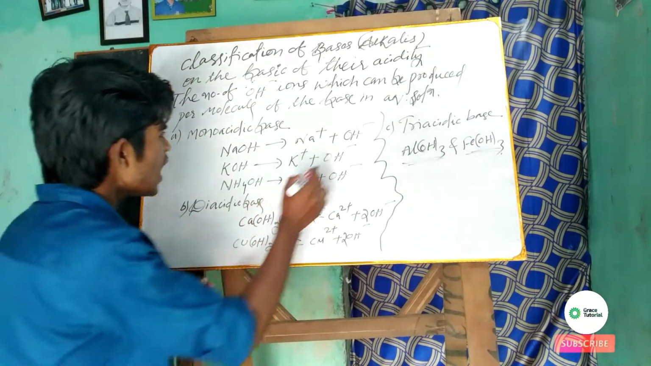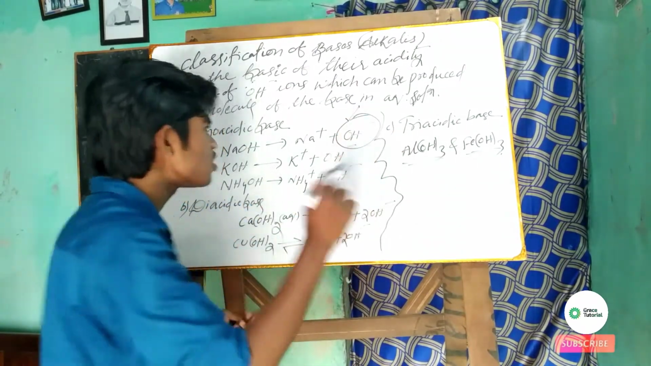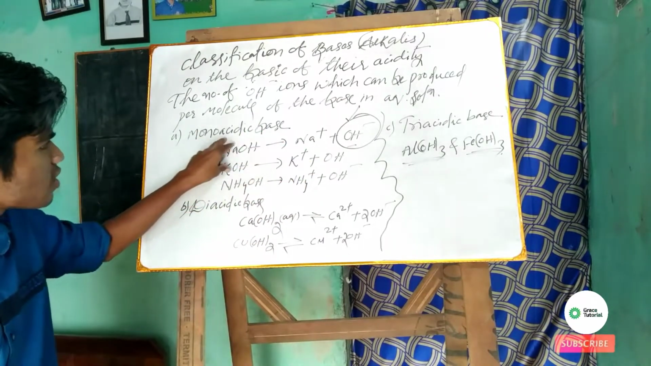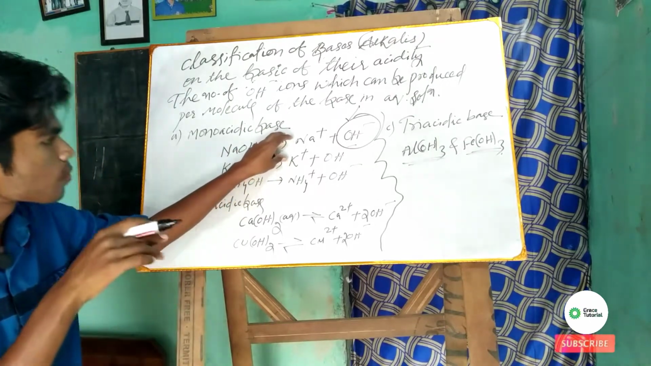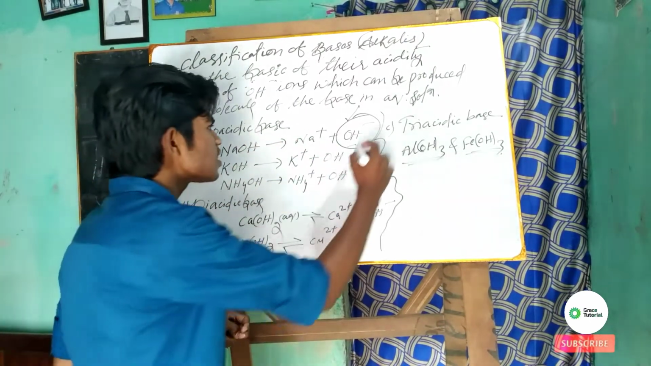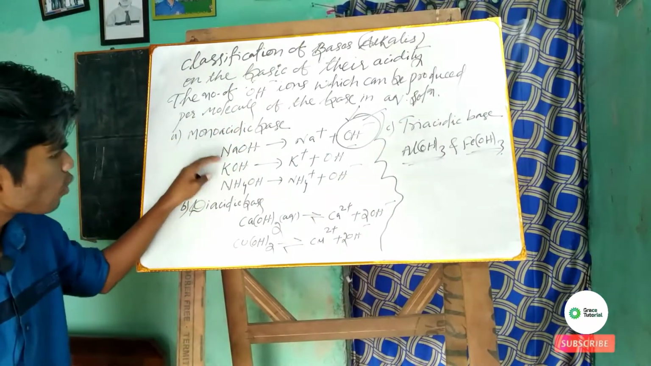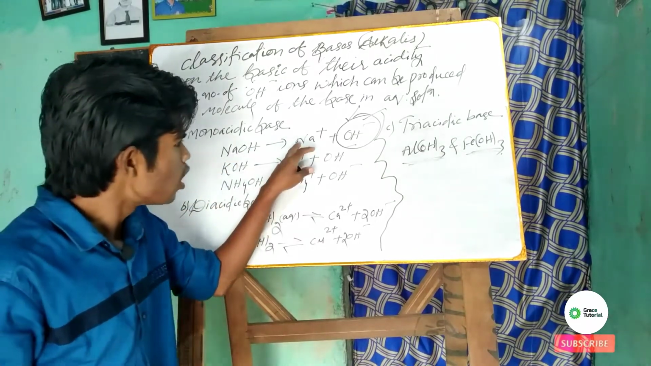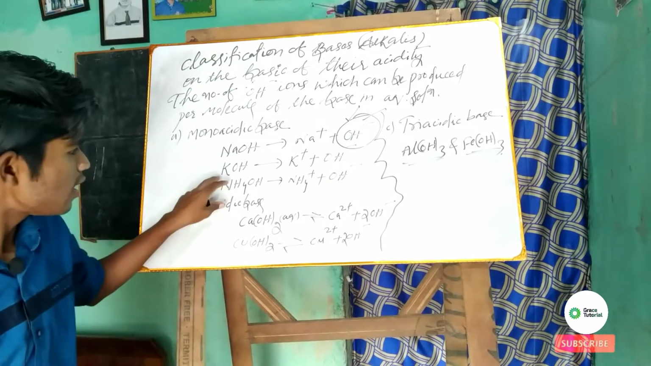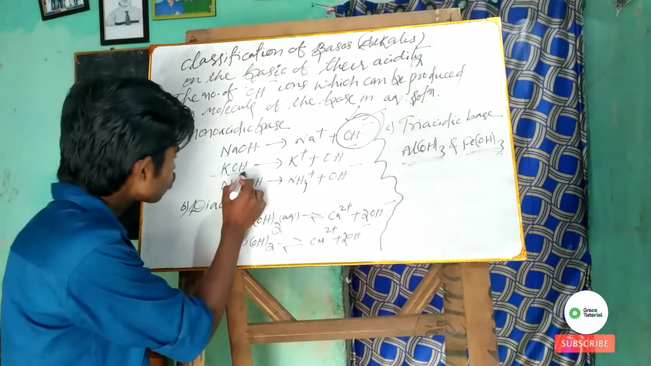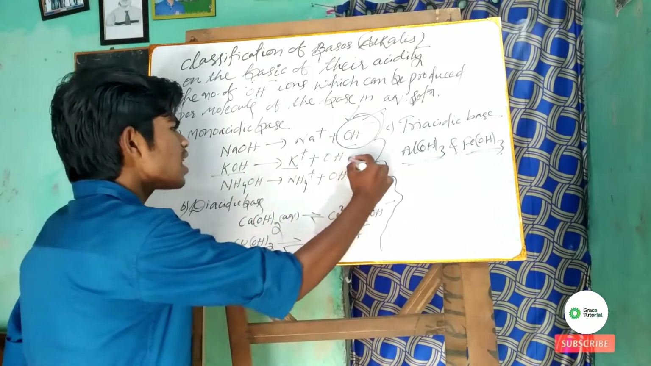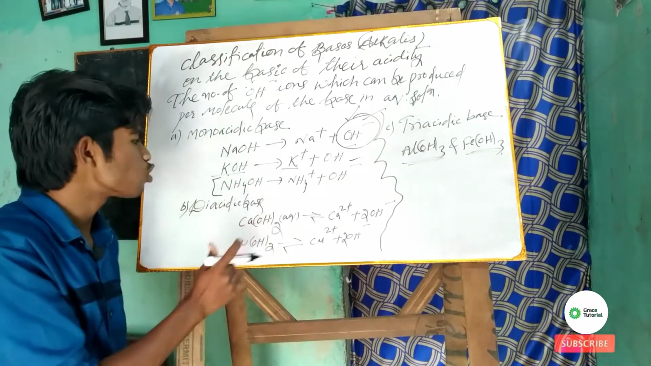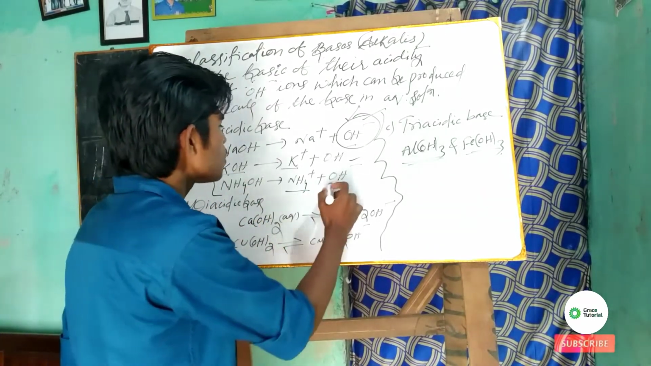That means if one hydroxyl ion is produced when that substance dissociates in the aqueous solution, then that comes under the monoacidic base. That means the monoacidic base is that base which on dissociation in the aqueous solution furnishes one hydroxyl ion. For example, we have sodium hydroxide, and when the sodium hydroxide dissociates in the aqueous solution, what happens? We get Na plus and OH minus ion. Similarly, when the potassium hydroxide dissociates in the aqueous solution, we get K plus and OH minus ion. Similarly, we have ammonium hydroxide, NH4OH. When this dissociates in the aqueous solution, we get NH4 plus and OH minus ion.